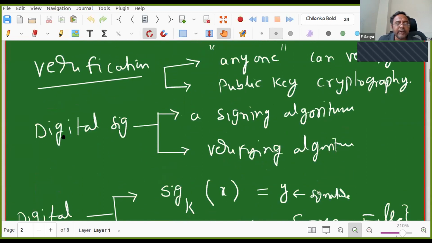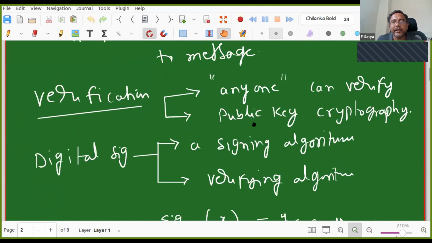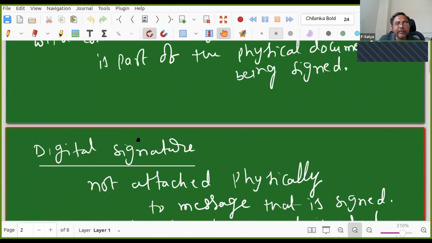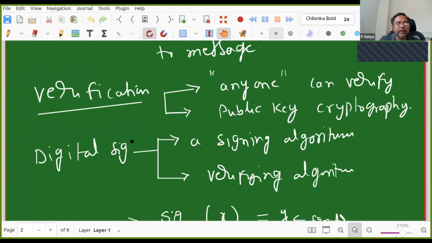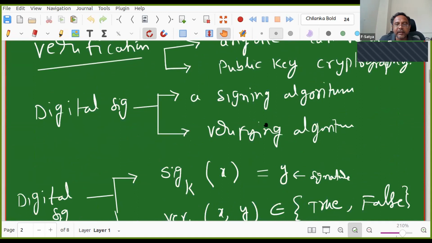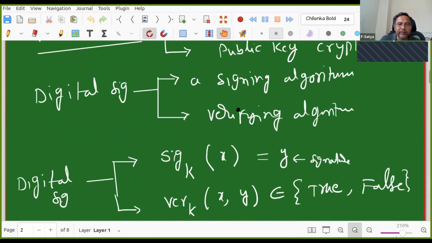So how does a public key crypto system give digital signatures? Actually, the digital signature business comes from public key. When Diffie-Hellman wrote their paper, they started with digital signatures. One of the beautiful applications of public key is digital signatures. A digital signature consists of a signing algorithm and a verification algorithm. These are our two algorithms, right?